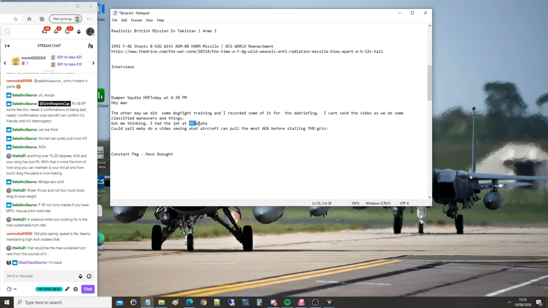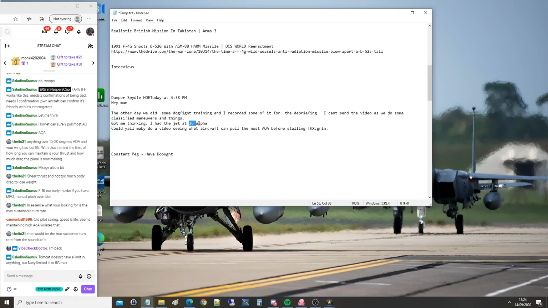F-16, you can turn the alpha limiter off. JF-17, you can turn the alpha limiter off. But if you read the manuals, it's not for dogfighting. It's purely for crash recovery. So if you do a stall, you can get a few moments of extra angle of attack just to escape. I don't think you're allowed to use it in a dogfight.